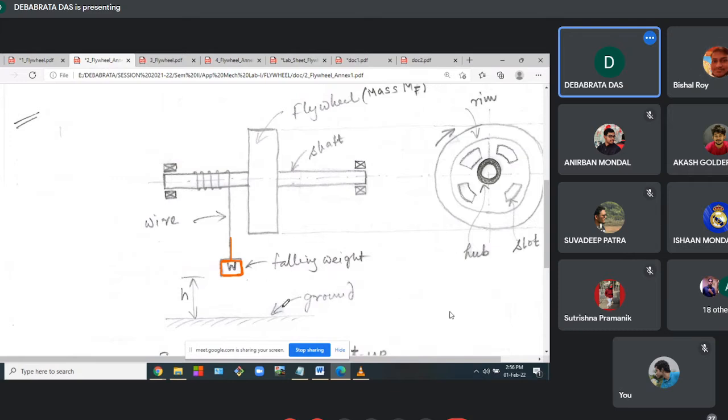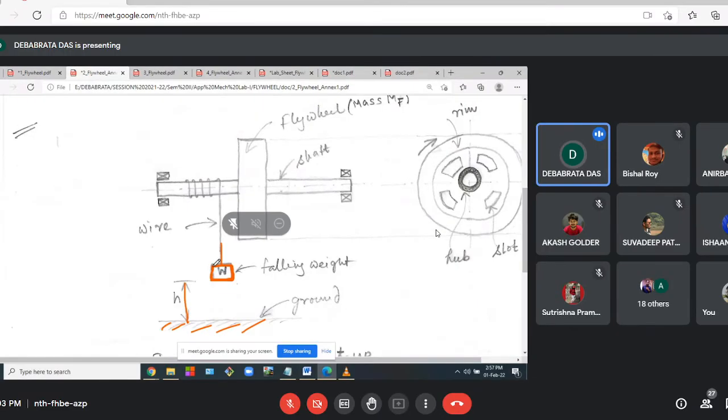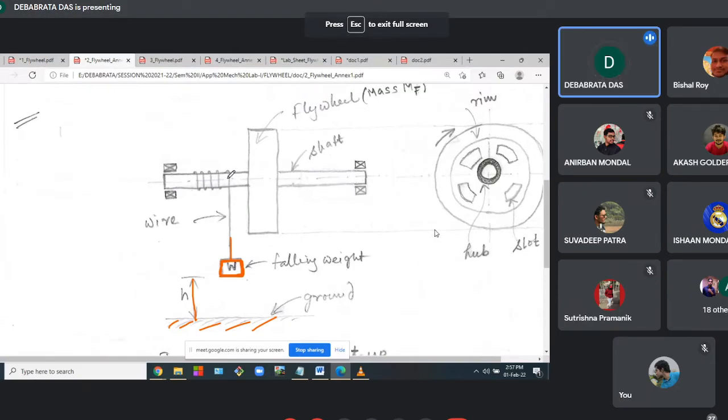Now say this is the ground level, say the floor. From the floor, we measure a height and keep this weight at a predefined distance. Now from this predefined height, you release this system. This weight is hanging from this wire, and this wire is wrapped around this shaft. I am drawing the side view of the shaft. This is the shaft, and through this wire, this weight is hanging.